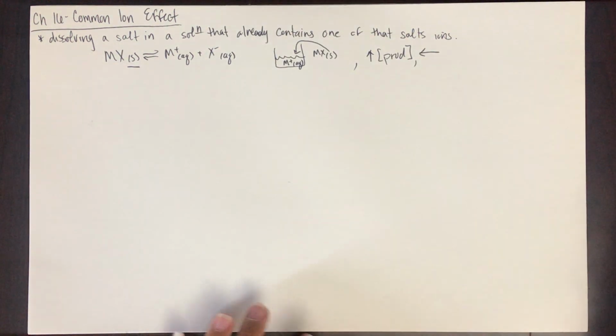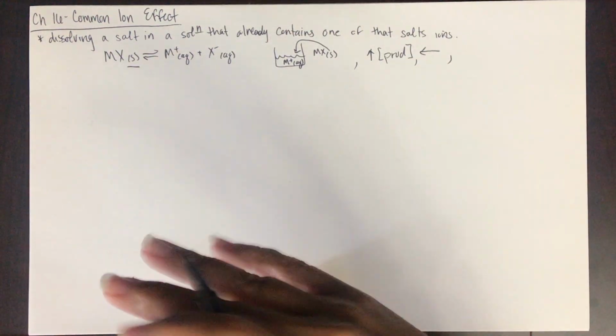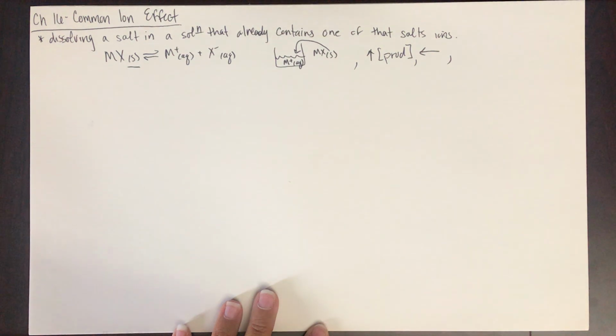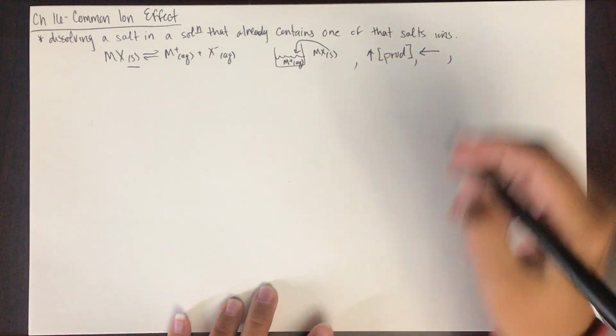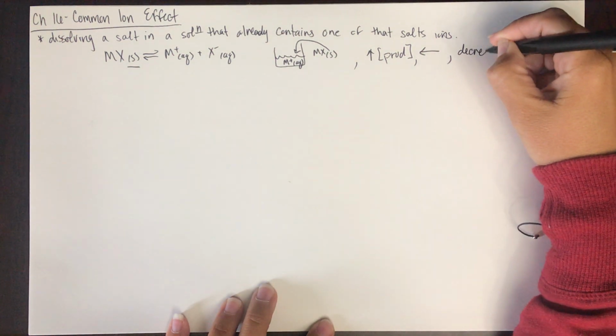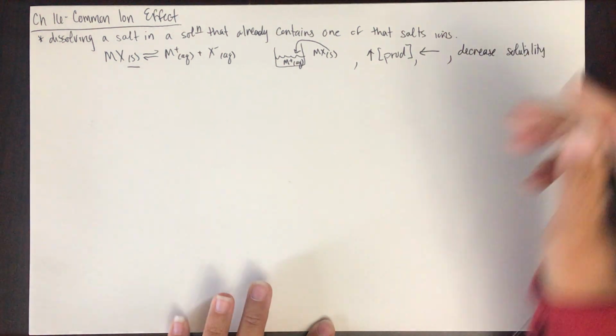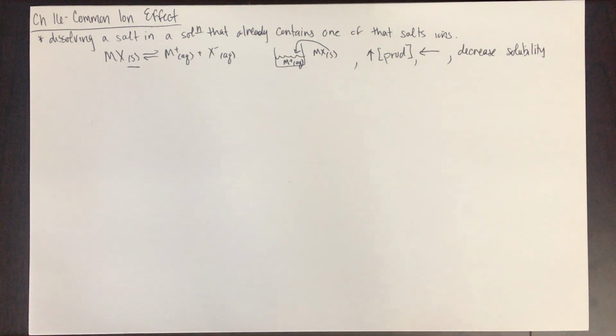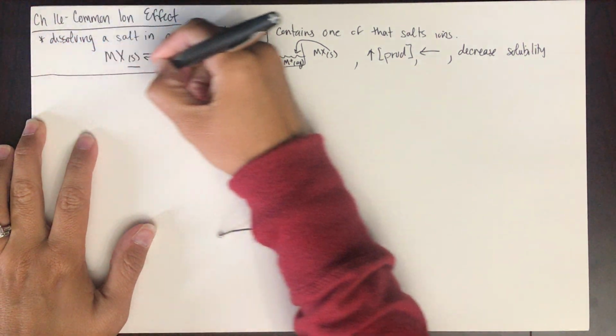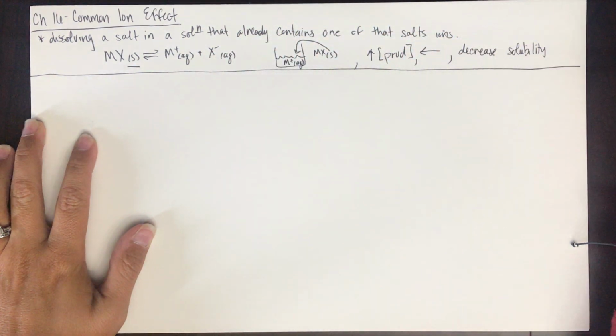And remember what the reactants are. The reactants are a solid. So anytime you are dissolving a salt in a solution that already contains one of that salt's ions, this is always going to decrease solubility. So molar solubility in molarity or regular solubility in grams per liter is going to be less. Less of this salt will dissolve in a solution that already contains one of its ions. So let's see an application of this.